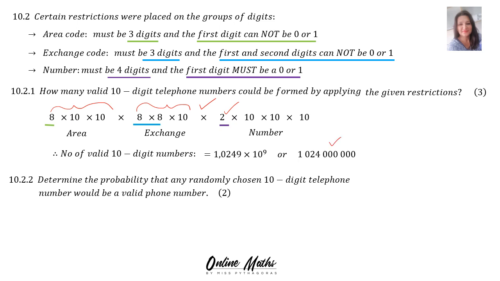And then 10.2.2, determine the probability that any randomly chosen 10-digit telephone number would be a valid number. So the probability is the previous answer, the 1,024 times 10 to the 9, divided by the 10 to the 10 possibilities of number 10.1, and then that is 0,1024, and if you multiply that by 100 to get a percentage, it's 10.24%. So the marks are on the probability and final answer.